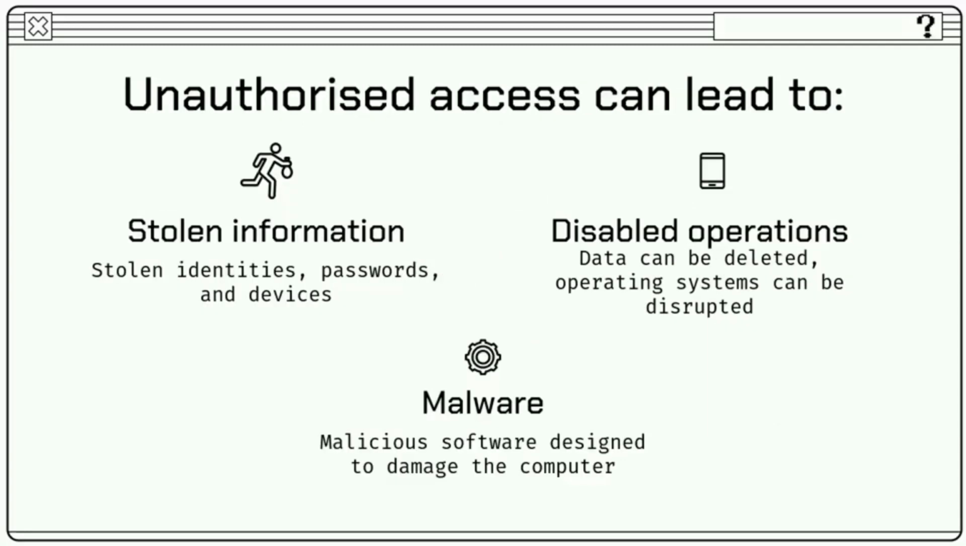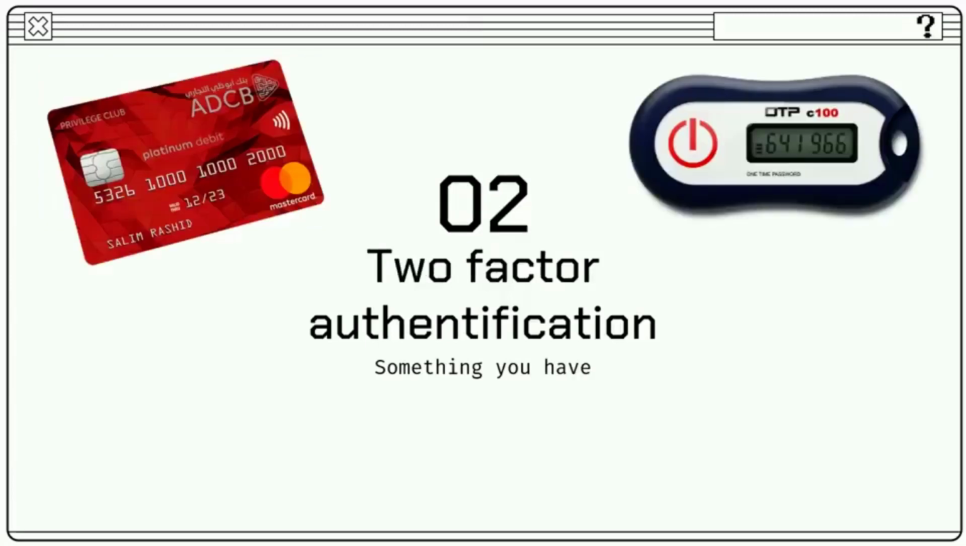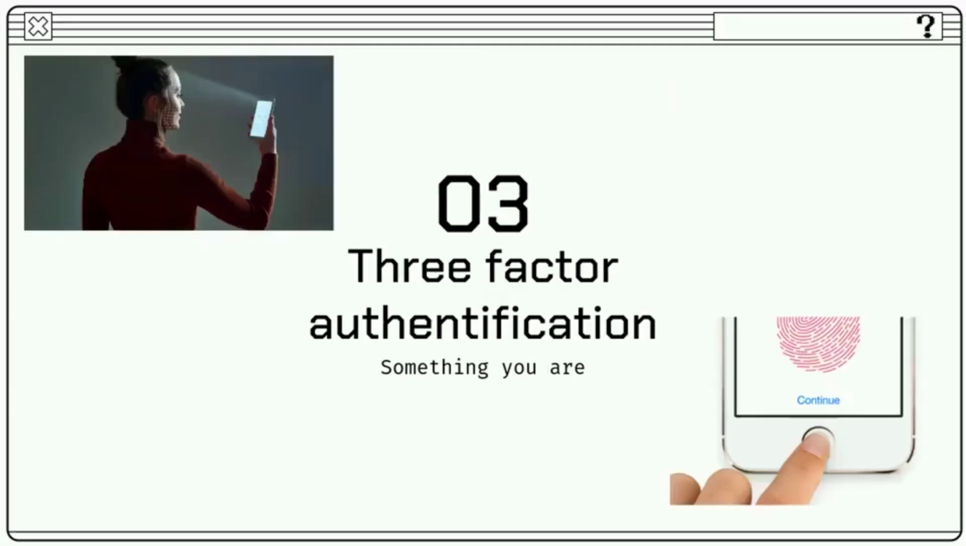So unauthorized access can lead to stolen information like passwords and devices, disabled operations, so the data can be deleted and the operations of a company can stop because of it, and malware, which is malicious software designed to damage a computer. So one-factor authentication is something that you know, for example a password. Two-factor authentication is something you have, like a debit card or a one-time password fob. And three-factor authentication is something that you are, for example Face ID and Touch ID that many computers and phones have.